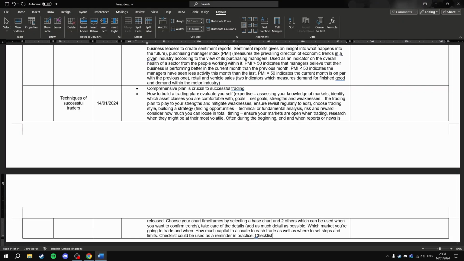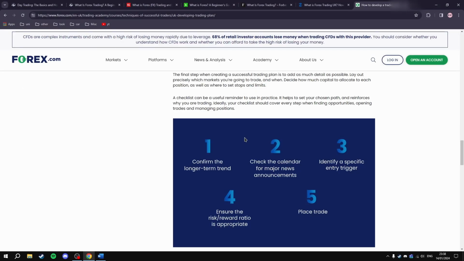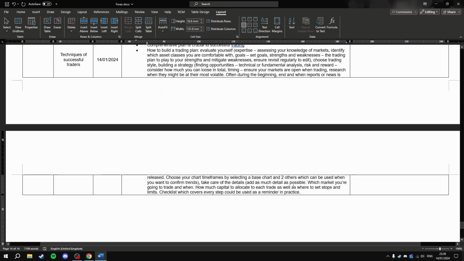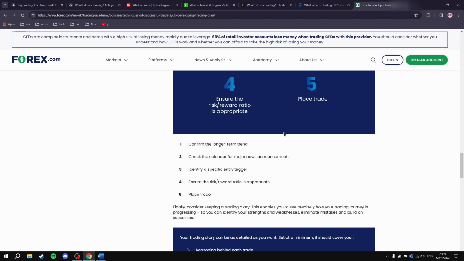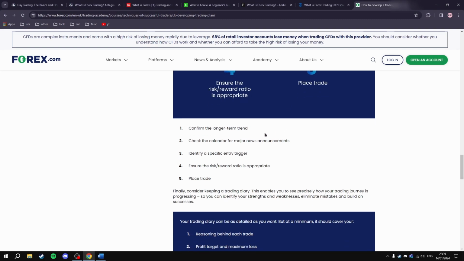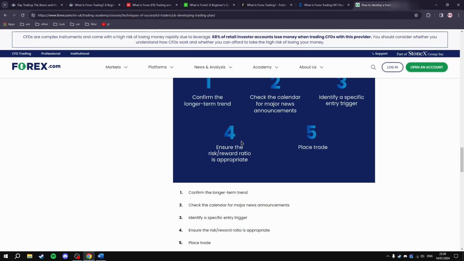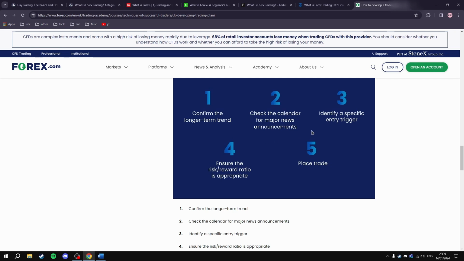Checklist, which covers every step. Confirm the longer term trend, check the calendar for major news announcements, identify a specific entry trigger, ensure the risk-reward ratio is appropriate, and place trade.